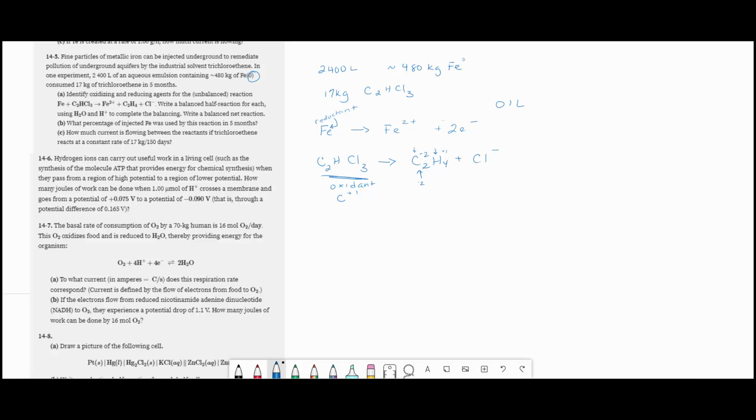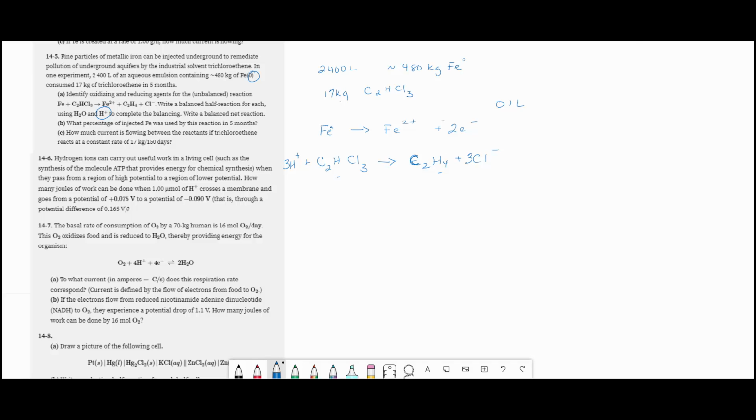We're then asked to write balanced half reactions for each using water and the hydrogen ion to complete the balancing, and then write the balanced net reaction. So this is a case where we're going to use all of our steps. Let's just clean this up a little. First, we balance our atoms other than hydrogen and oxygen. So I need a 3 in front of my chlorine. Carbon is balanced. Now I'm going to look for our oxygen. I have none. And I look for hydrogen. I have 4 hydrogens here and 1 here. So I must need 3 hydrogen ions over here on the reactant side.